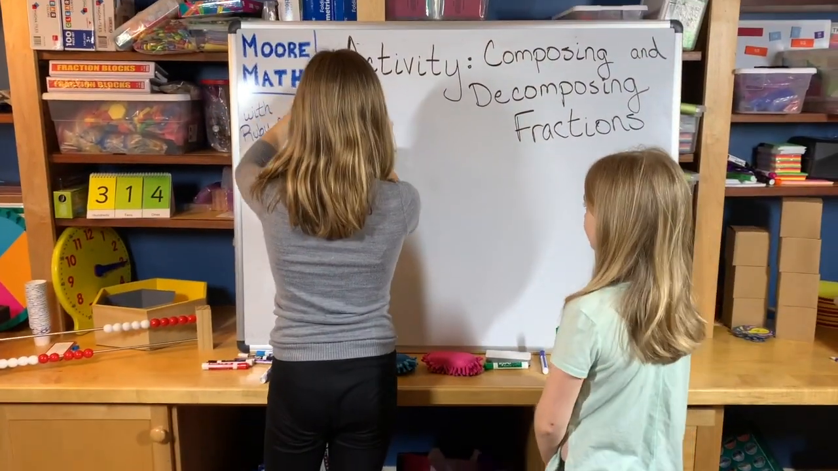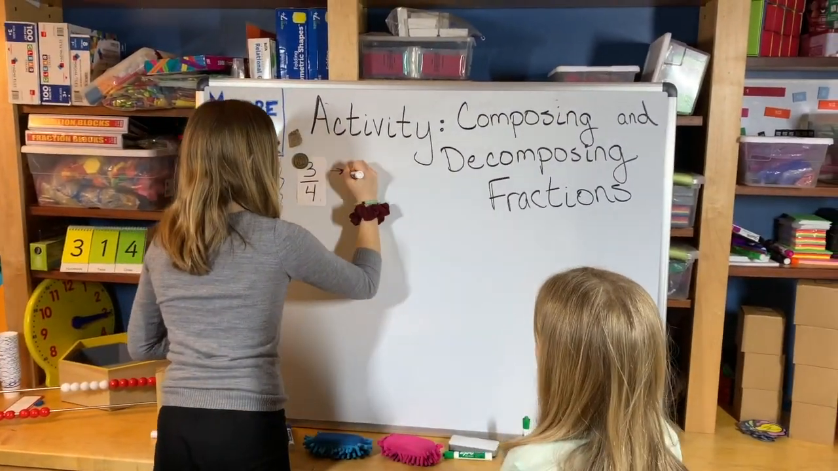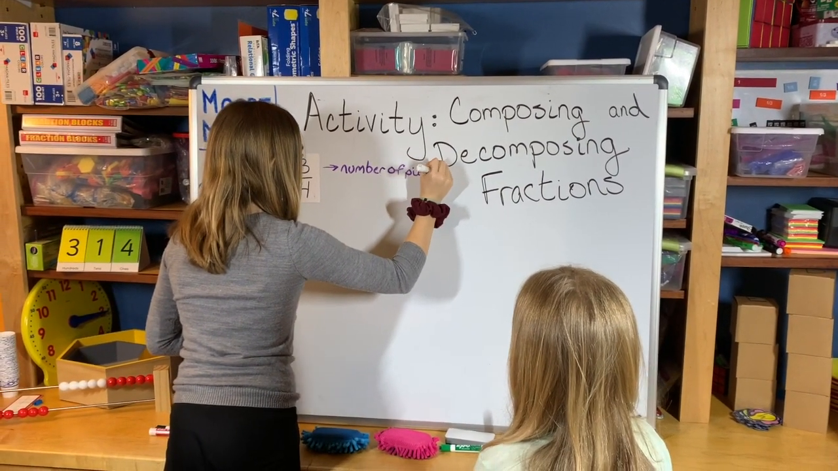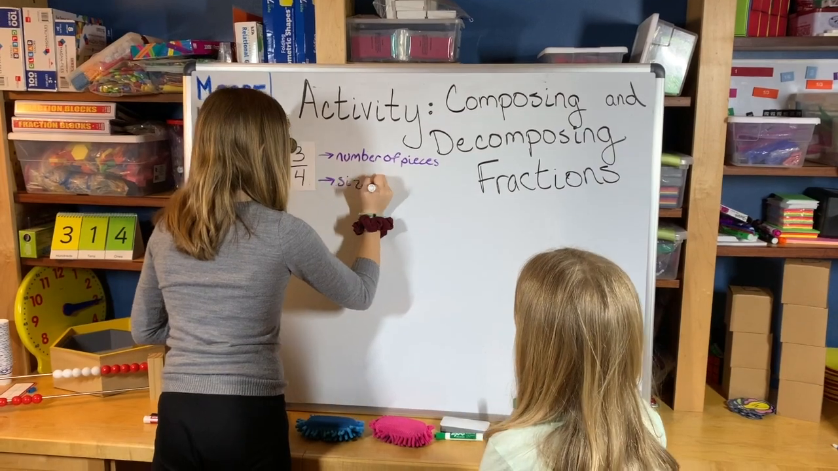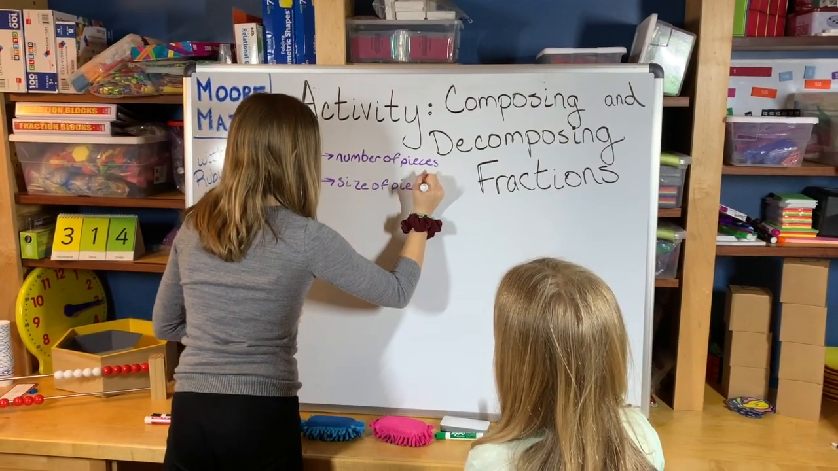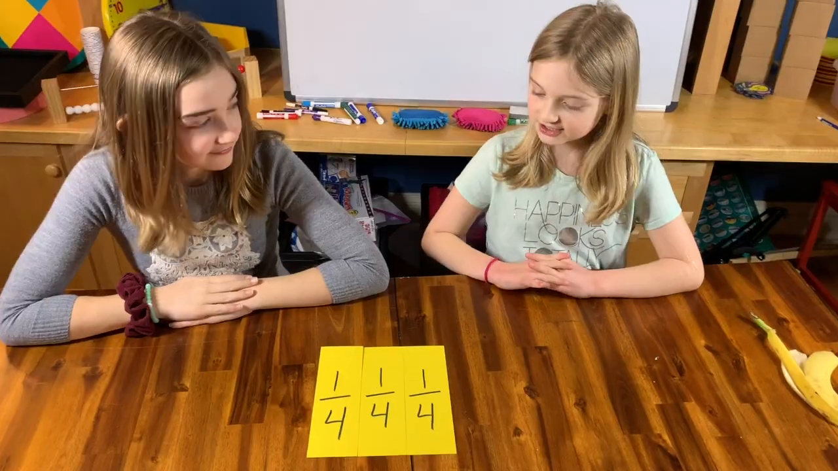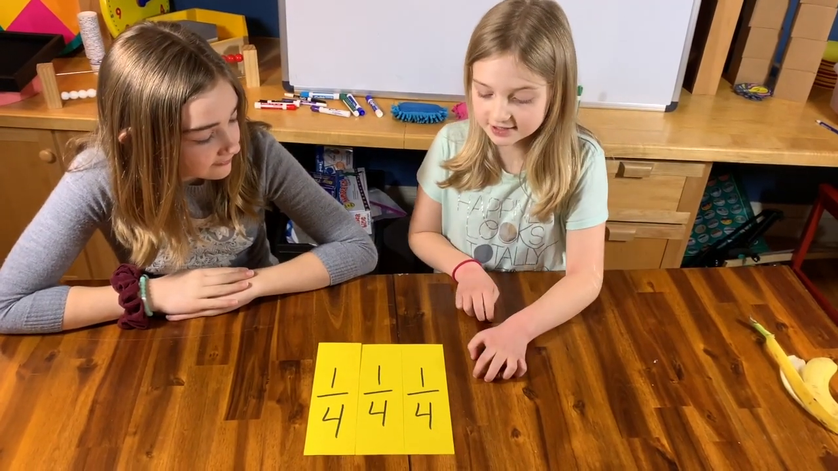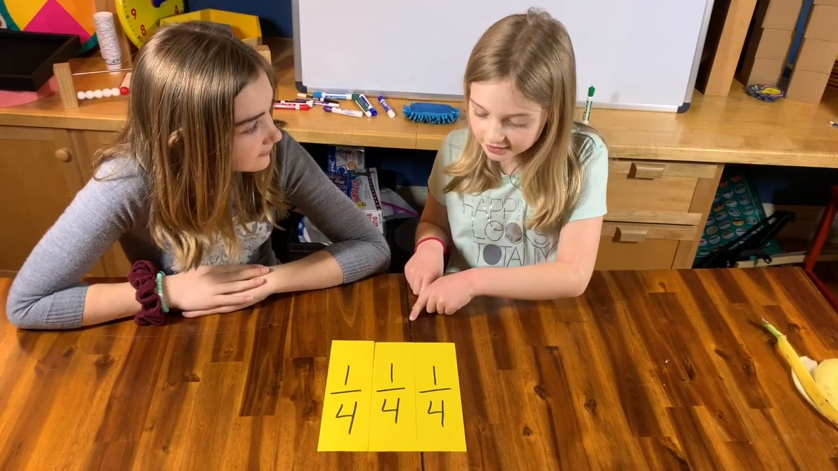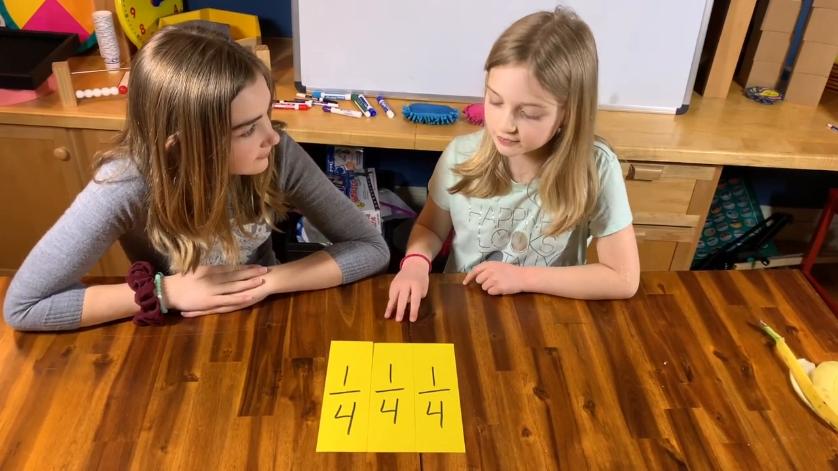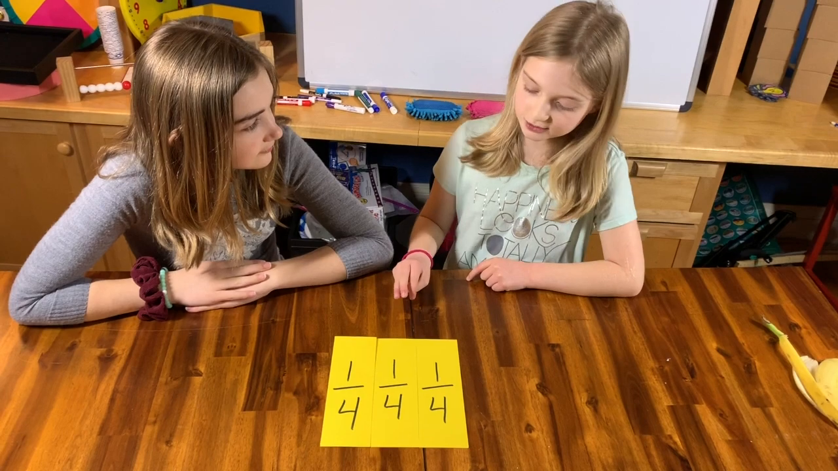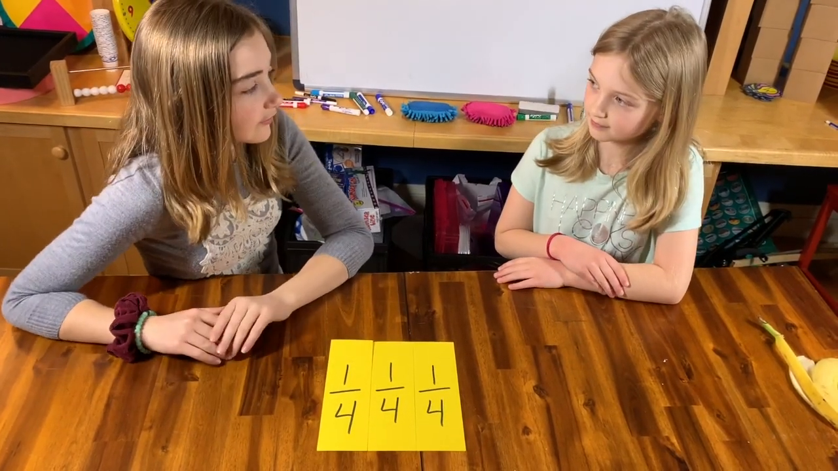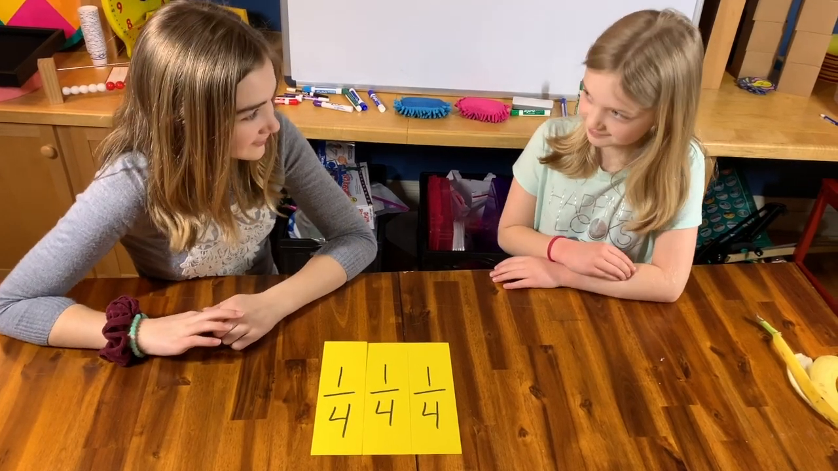So the numerator tells us how many pieces or building blocks we need. The denominator tells us how big of building blocks we need to use. So we know we have 3/4 because we took 1/4 size pieces and we took 3 of them. So that's 3 1/4 size pieces, so that equals 3/4. So now that we've composed the fraction 3/4, let's see how we can decompose it.